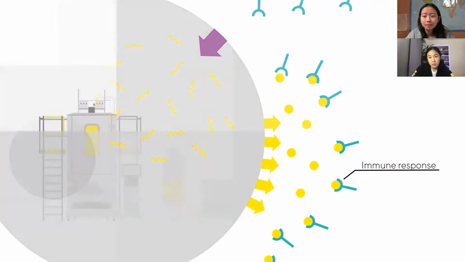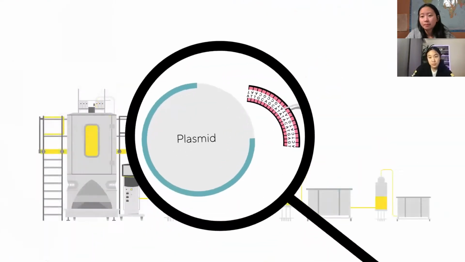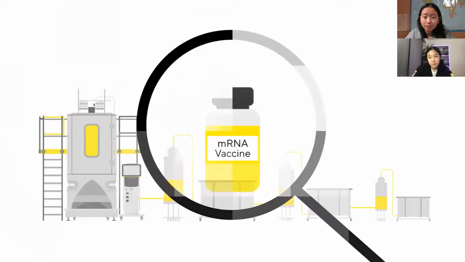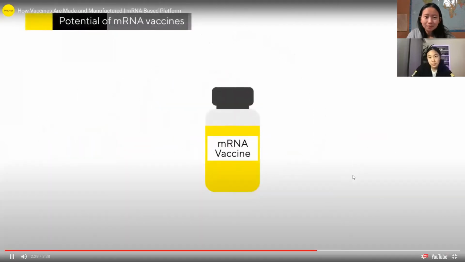This process can be used to produce many different mRNA by just changing the sequence inserted in the DNA plasmid. Scientists have great confidence in the potential of mRNA.